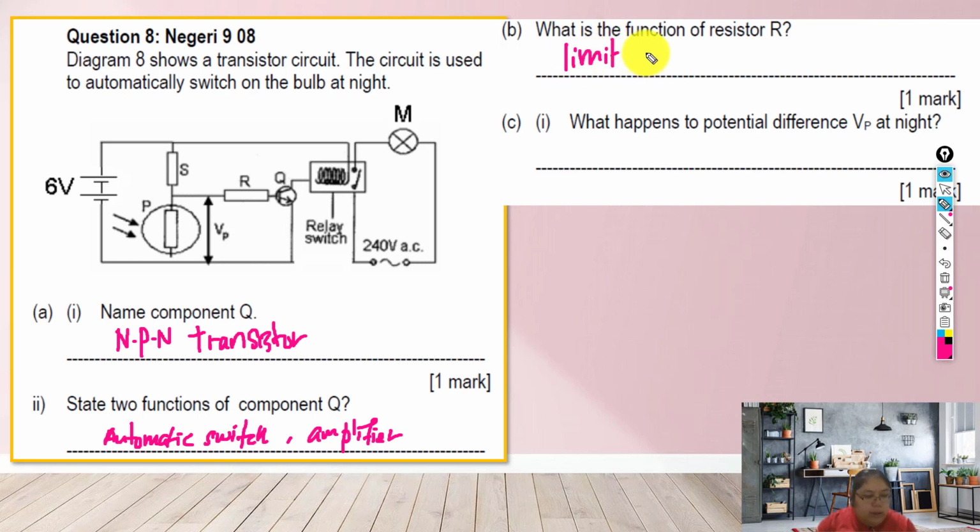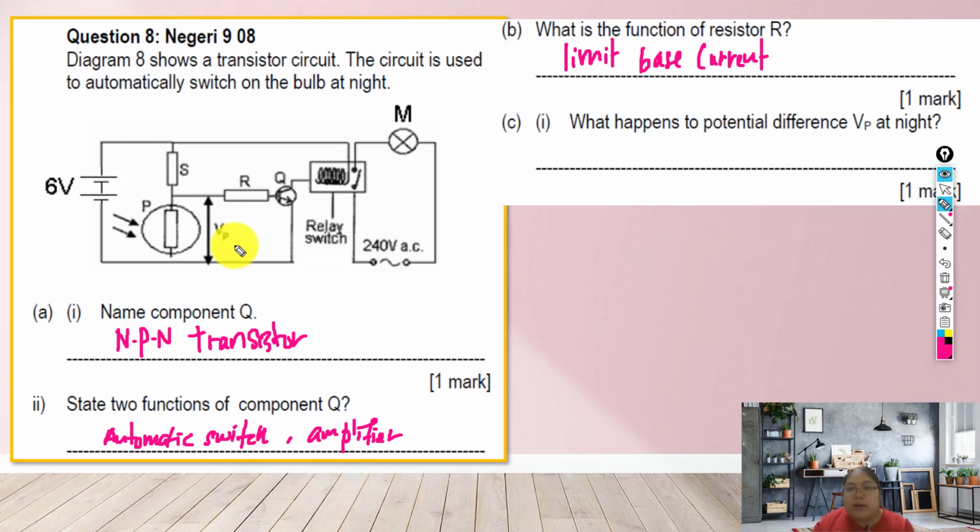Okay, they want to limit the base current. Do not let too much current go through the transistor. What happened to the potential difference Vp at night? Remember, when the LDR is put at the bottom, the situation is night that will be on. If you put it at the top, it is the opposite situation, where the light is on during the day. So now when it is at the bottom, the light can be on during the night, which means the potential difference is large. That's why the base current can trigger the transistor.